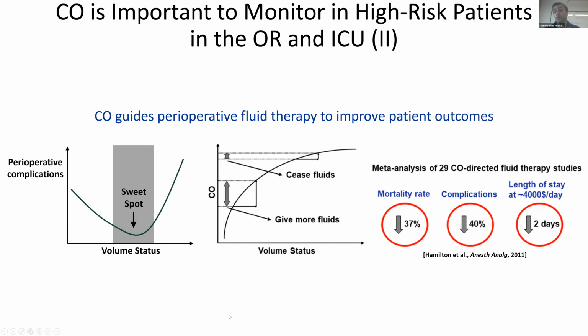No more than half of fluid boluses given in the OR and ICU result in an increase in cardiac output. A meta-analysis of 29 studies of high-risk surgery patients showed that cardiac output-directed fluid therapy reduces mortality, morbidity, and length of hospital stay. And cardiac output monitoring can likewise guide fluid therapy in patients with COVID-19 induced acute respiratory distress syndrome in the ICU.